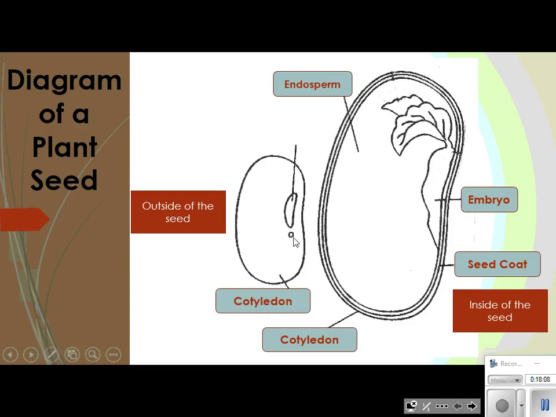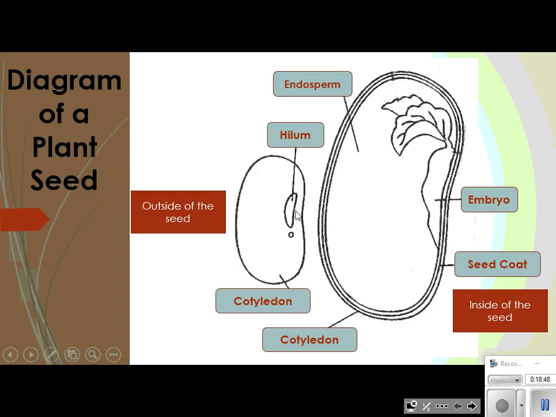And finally, what do you think? Who can tell me what this thing is? Right there. Lewis? The hilum. What is the hilum? It's the mark left on the cotyledon where the seed was attached to the plant. Where the seed was attached to the plant. That is the hilum.